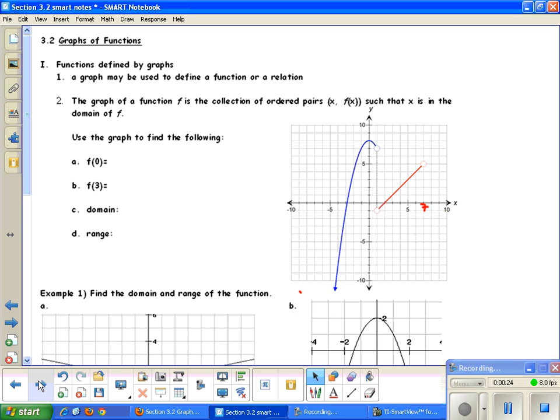Functions are defined by graphs. A graph may be used to define a function or a relation. Remember, graphs that are functions pass the vertical line test, which we'll talk about in a little bit. Now, for this, we're going to use the graph to answer these questions.